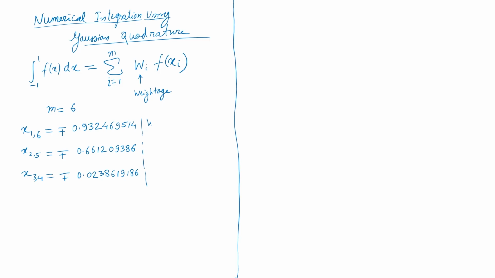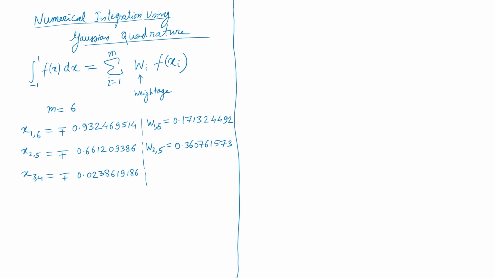Similarly there are 6 weights, w1 and w6 with the same weightage. So this is 0.171324492. It has all plus sign, because it is a weightage. Then w2 and w5, the weightage is 0.360761573.